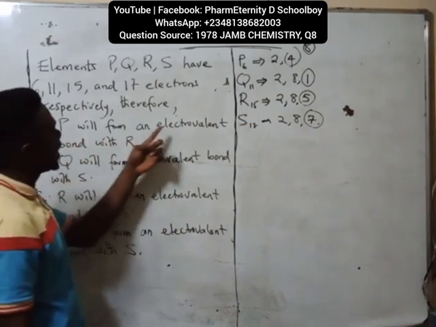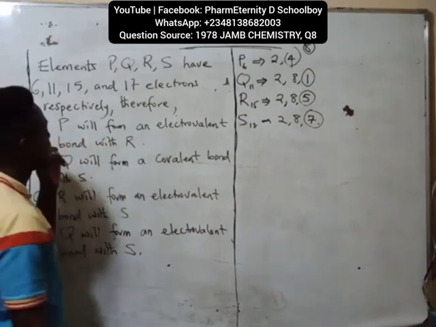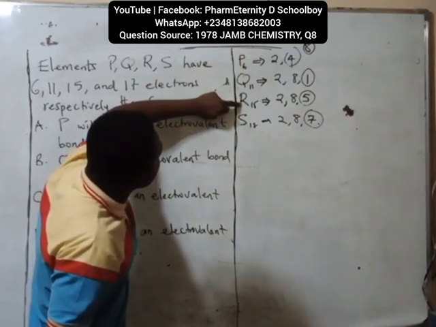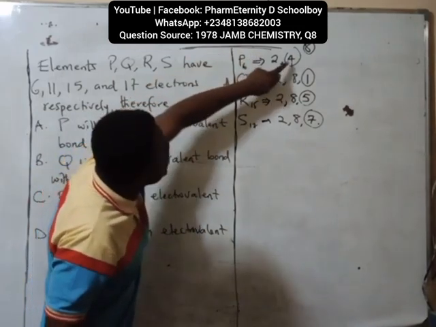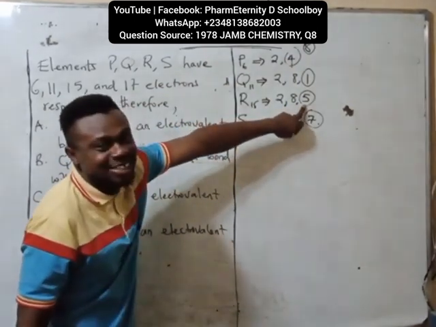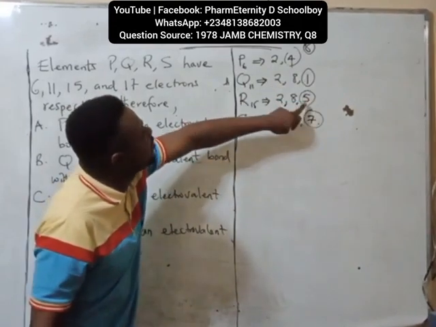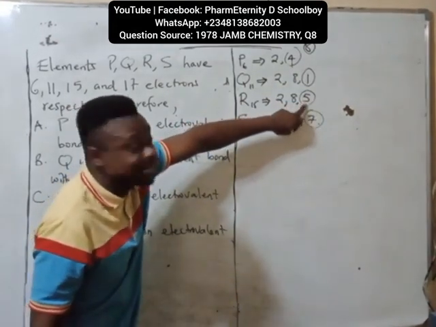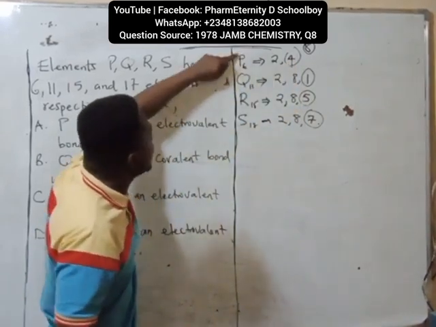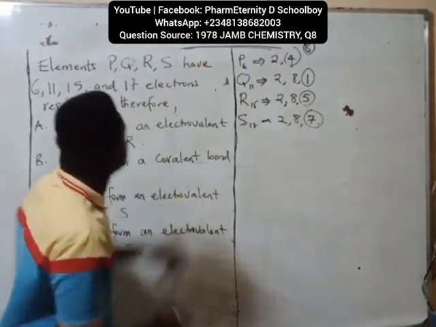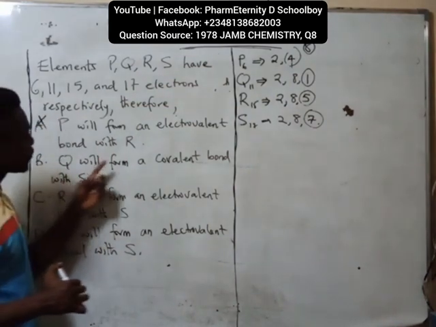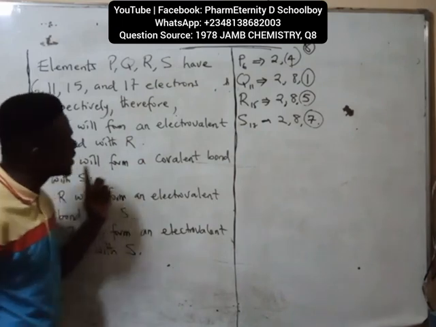P will form an electrovalent bond with R. So P and R. P has 4, it cannot transfer. And R has 5; even though it can accept from some, it cannot receive from P because P cannot even transfer. So an electrovalent bond is not possible between P and R. So this is not the answer. Let's go to B. Q will form a covalent bond with S. Let's see. This is Q.